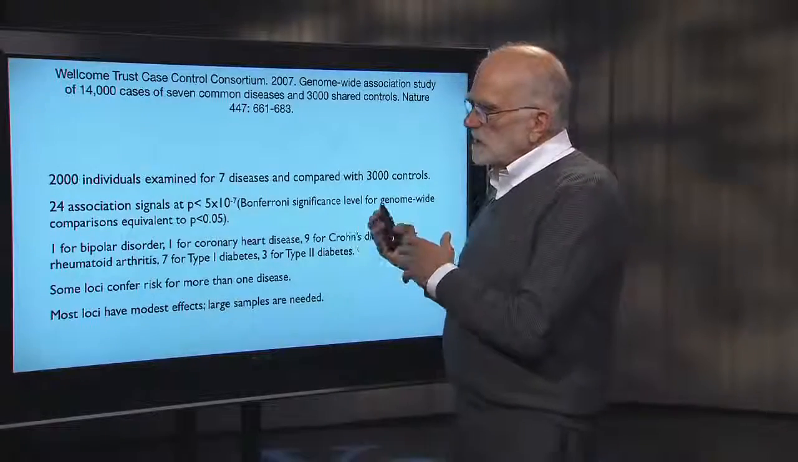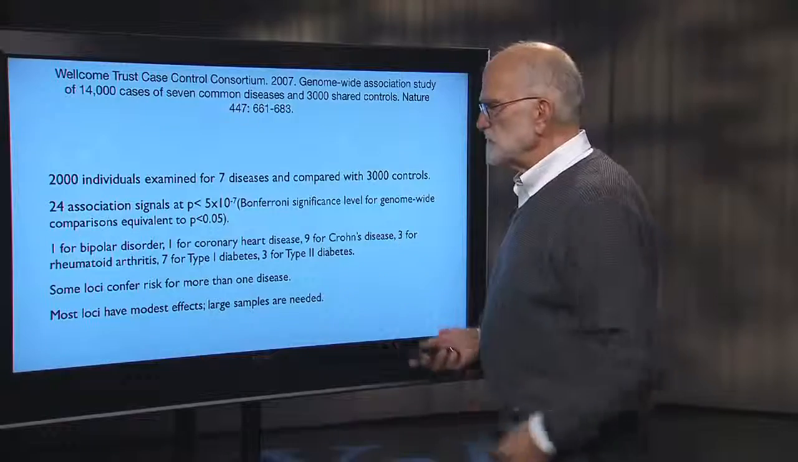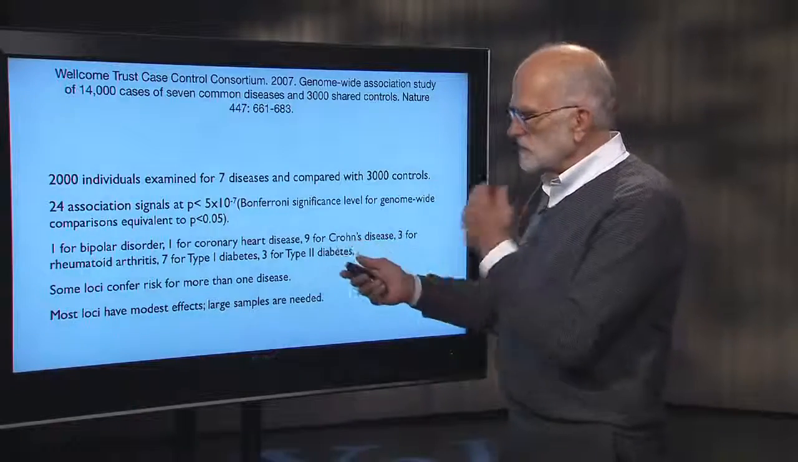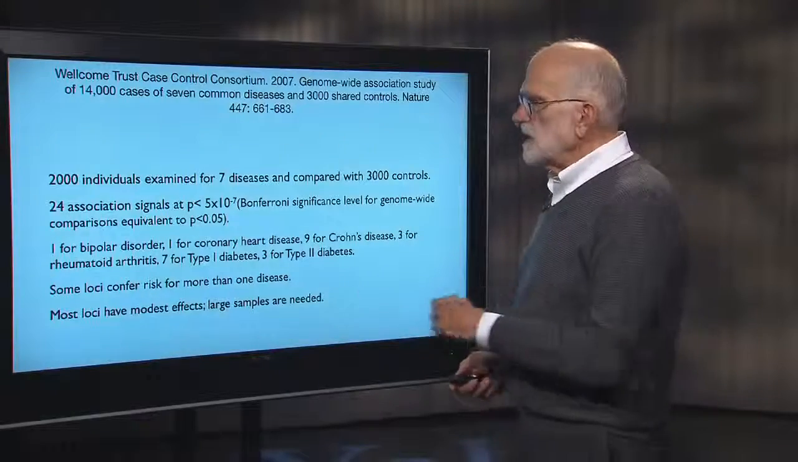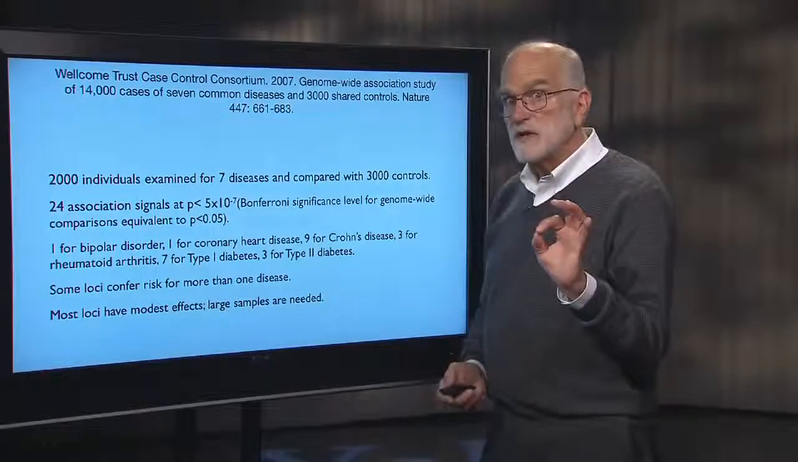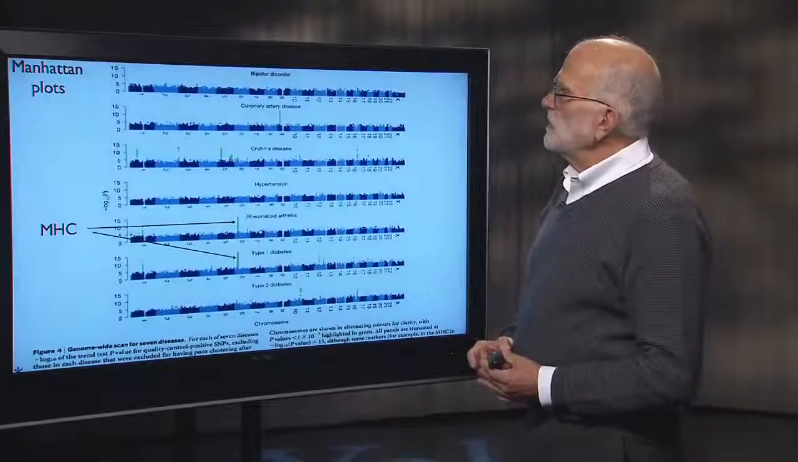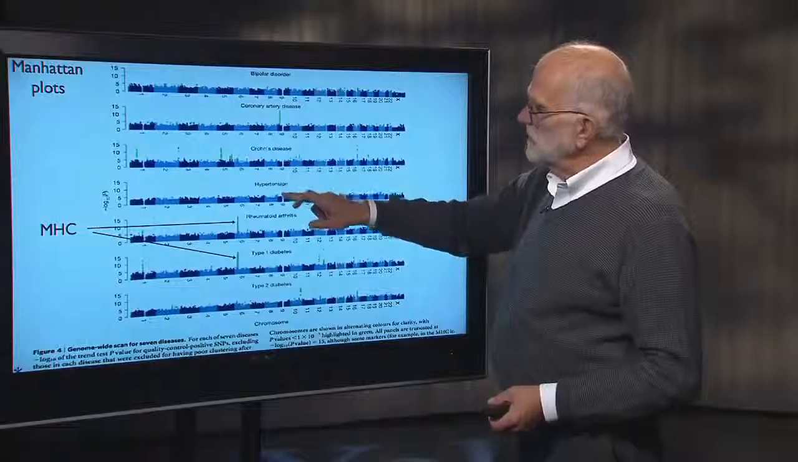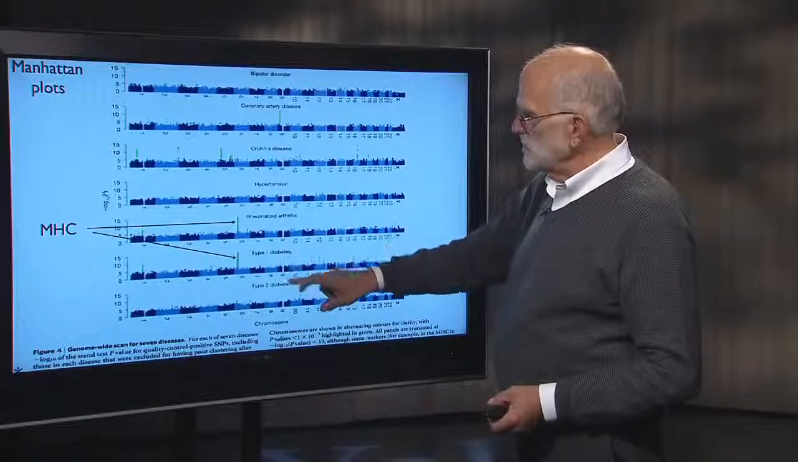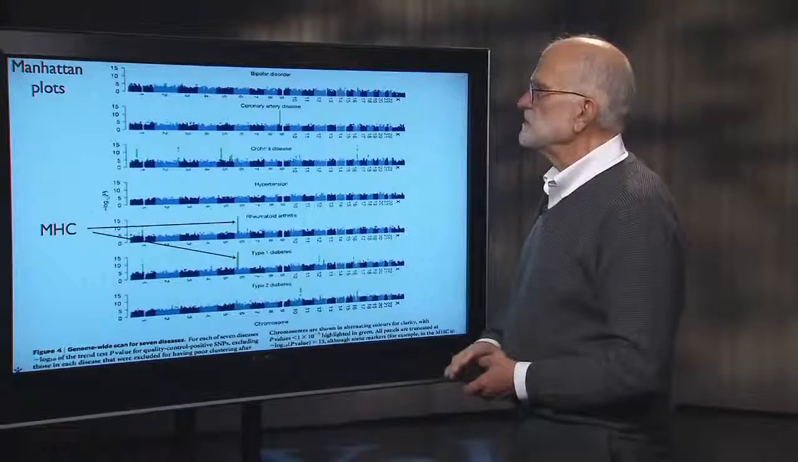So these were discoveries of new genetic effects on the risk of these diseases. And some of these effects are increasing the risk of more than one disease, and most of these effects are pretty modest. The effect sizes are small. So here are the diseases: bipolar, coronary, Crohn's, hypertension, rheumatoid arthritis, type 1 diabetes, type 2 diabetes. So that's the meaning of these different panels.